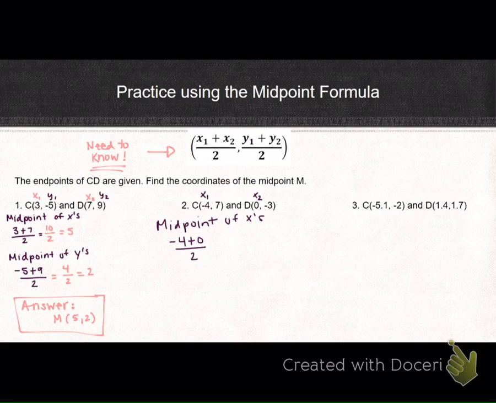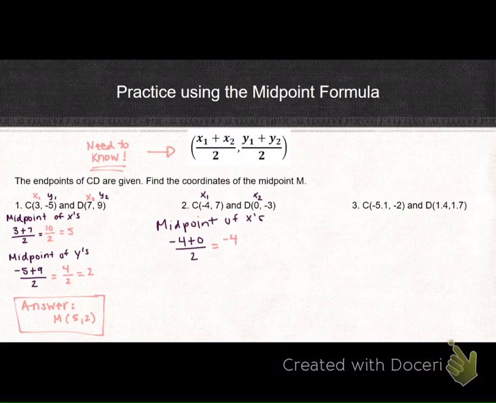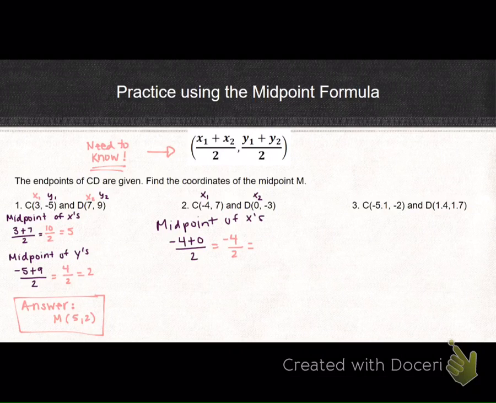So what's -4 plus 0? Oh, -4 over 2, good. Which is? Good. Iku, how about the midpoint of the Y's?